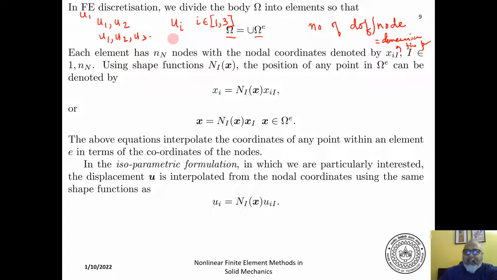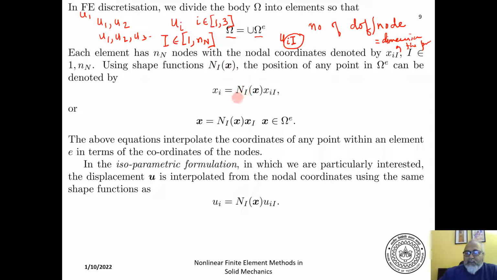I will introduce another index which we will denote by capital letters, let's say capital I, which goes from 1 to the number of nodes in the system. So we will have quantities like u_i^I, which will mean the displacement in the ith direction at the capital Ith node. Similarly, for other vectors and tensors as well, we will use a similar notation. Remember that these two things have to always appear together.